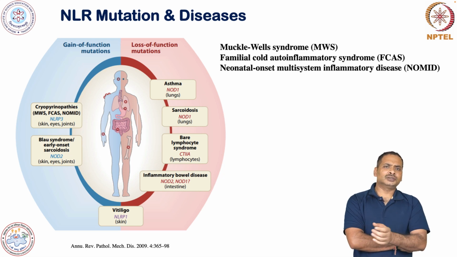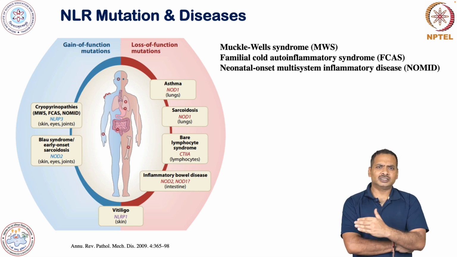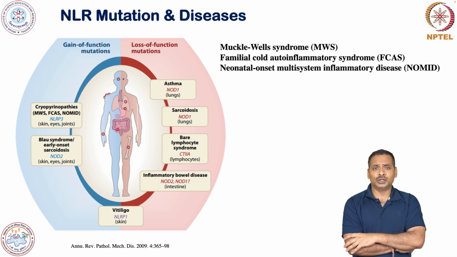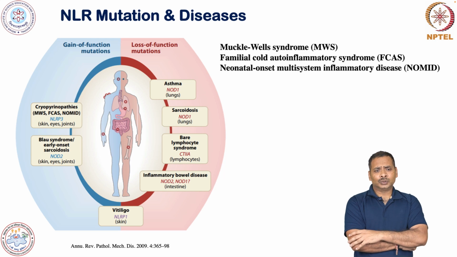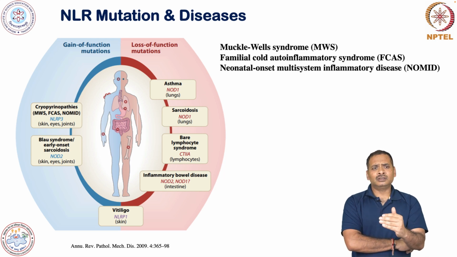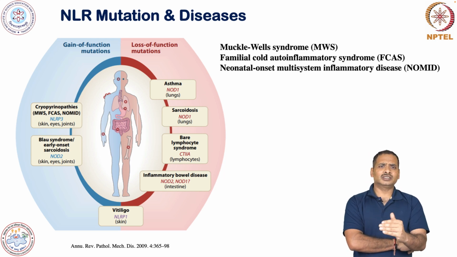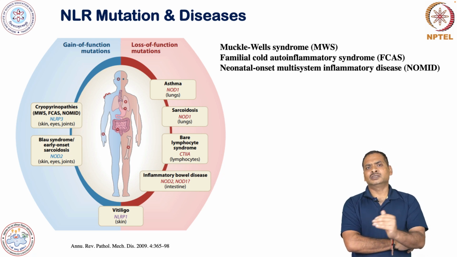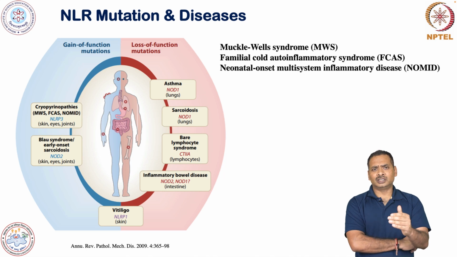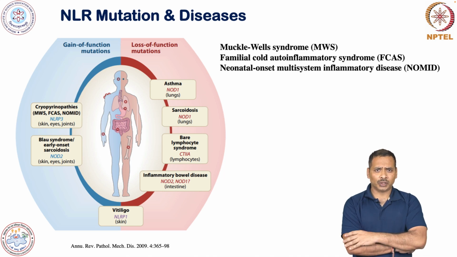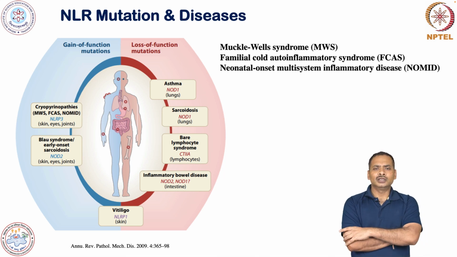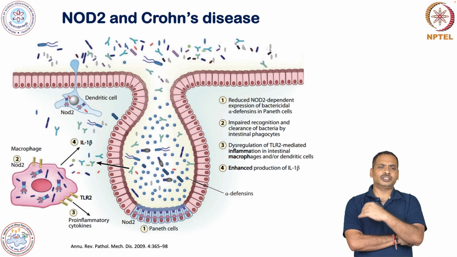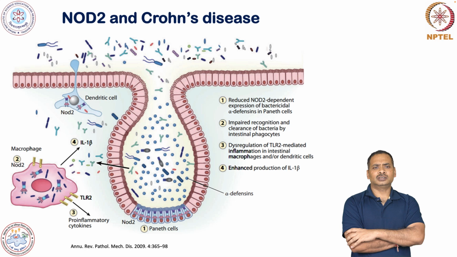Vitiligo, this is also a disease. It is associated with dysregulation of NLRP1. It is not very clear whether there is a gain of function or loss of function, but it is associated with dysregulation of NLRP1.